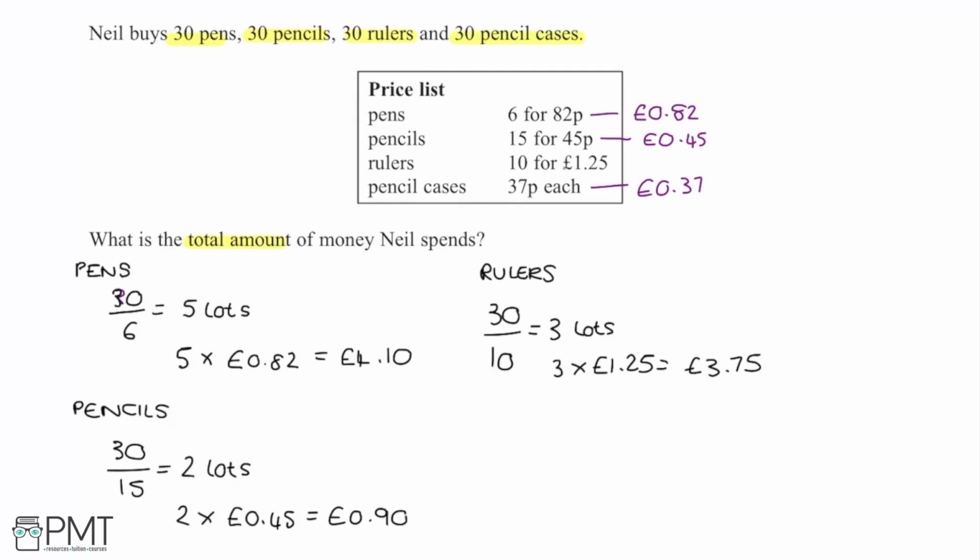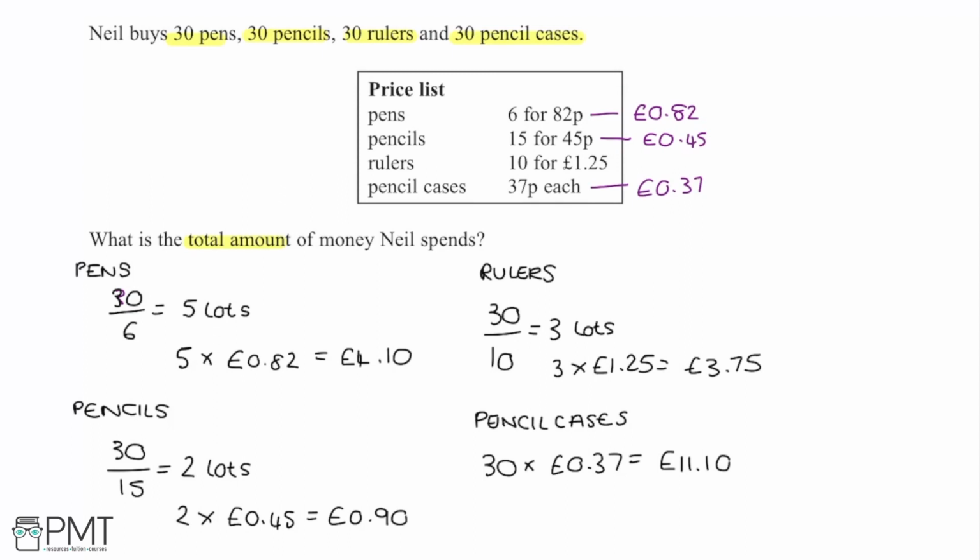And then finally here, I just have to work with pencil cases. Now pencil cases are 37 pence each, and if I want 30 of these, I just take my 30 and then multiply it by the cost for 1, which is 37 pence. And that gives me an answer of £11.10 here.